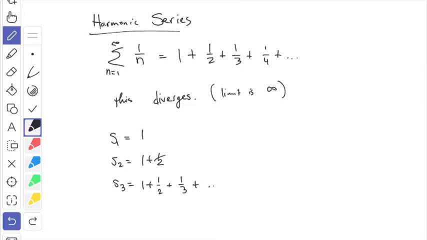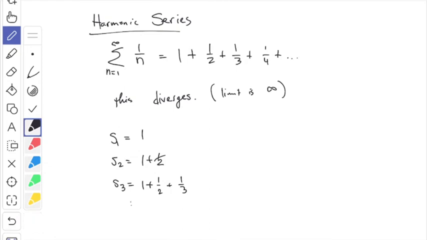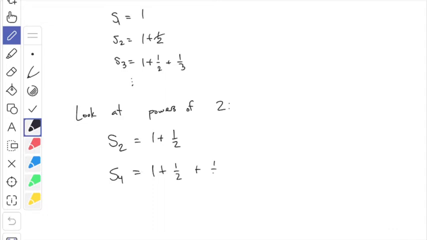I didn't mean that. I meant S3 really just has the first three things, right? I meant to put dots like that. You keep on adding things together. If we look only at powers of 2 in the S's, starting with S2, this of course is 1 plus a half. I already wrote that one. S4 is 1 plus a half plus a third plus a fourth.